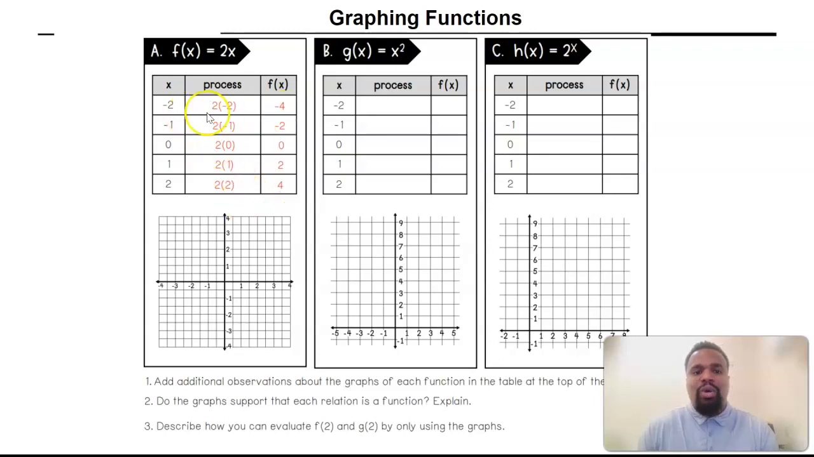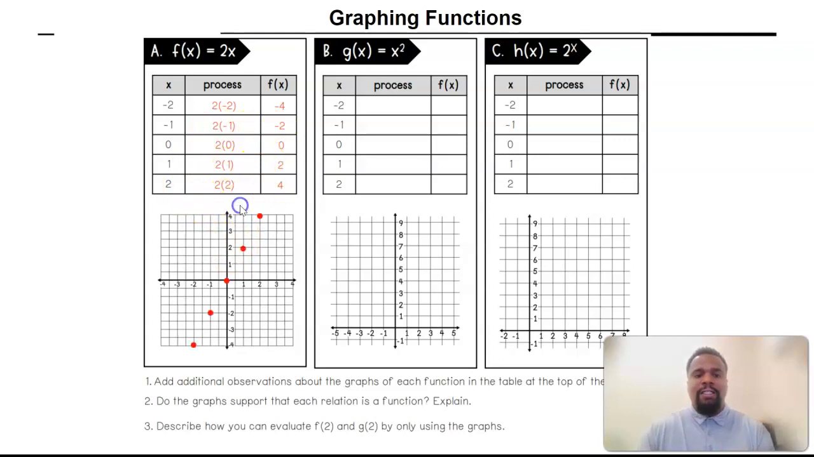If I plot each one of these points, because remember, f of x is the same thing as saying y, so -2 and -4, that's an ordered pair. -1, -2; 0, 0; 1, 2; 2, 4. If I plot these points, I will have this. Also, you can input this on a graphing calculator, and I will show you in class how to input this in the graphing calculator as well. But this is how the graph looks when we plot our points.